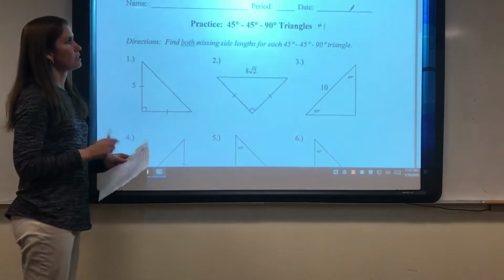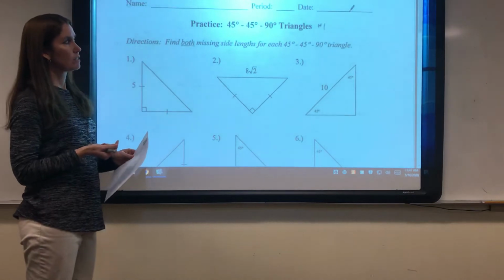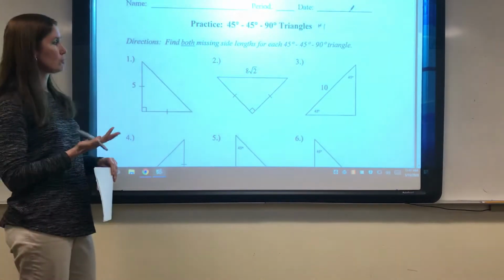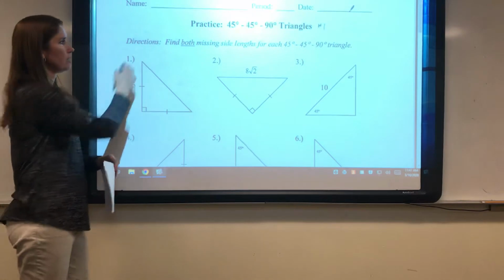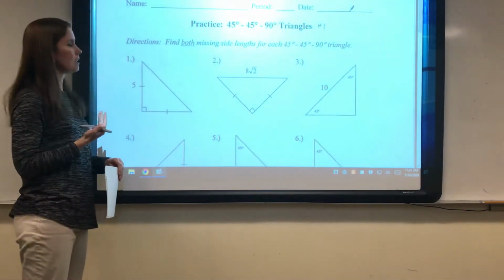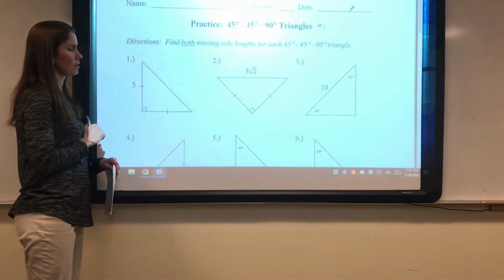It says find both missing side lengths for each 45-45-90 triangle, and you can just write the answers right on the pictures. And then if there's any little work you need to do off to the side, you can do that, and I would just circle the answers as you do.